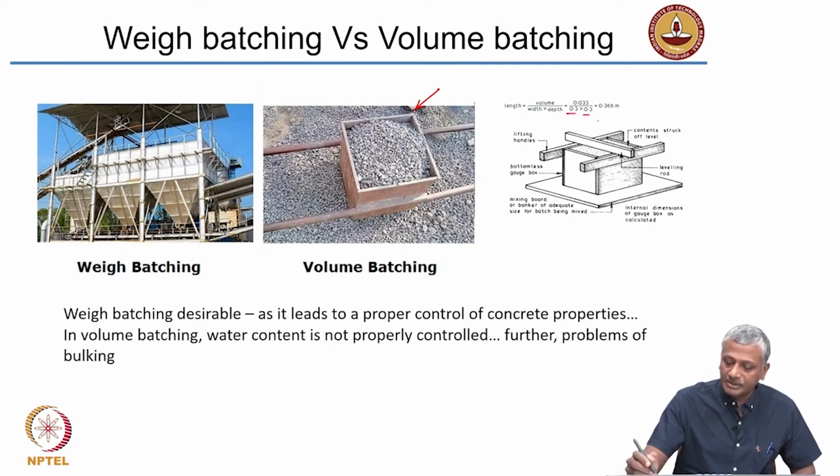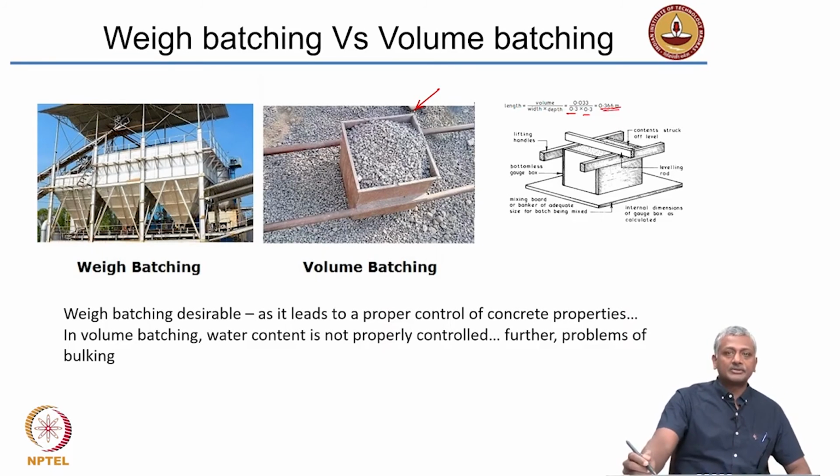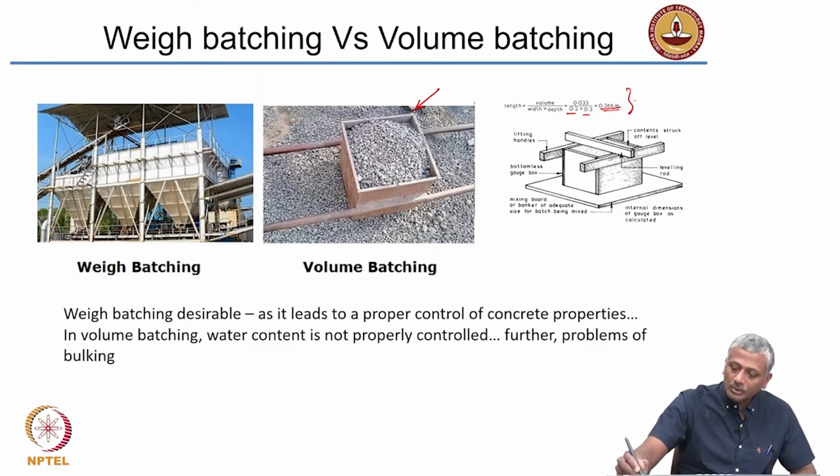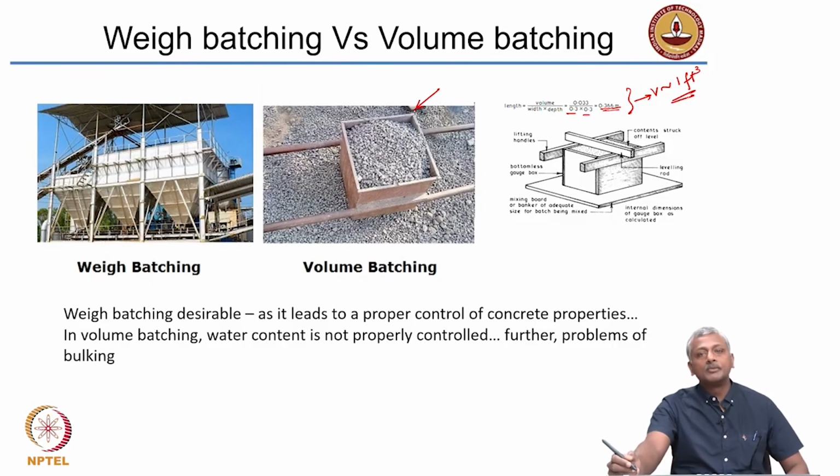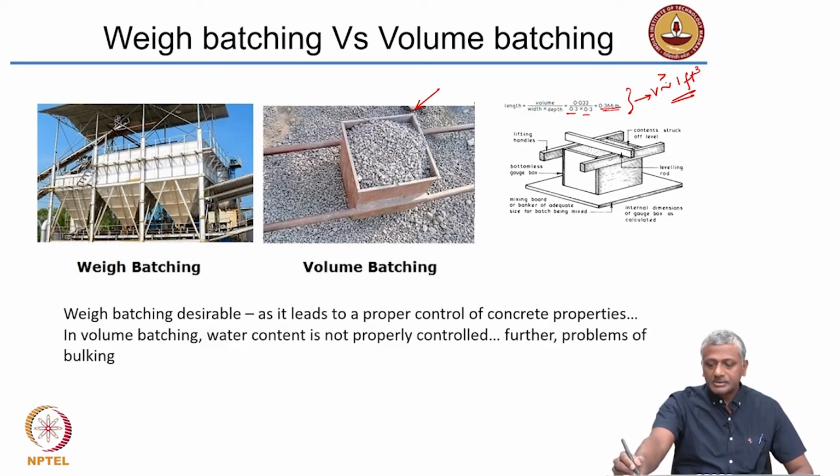Width and depth are typically 300 millimeters, and the length is 366 millimeters. So, what happens when you measure the volume, it is close to 1 cubic foot. The volume is close to 1 cubic foot, or just slightly more than 1 cubic foot. Okay.